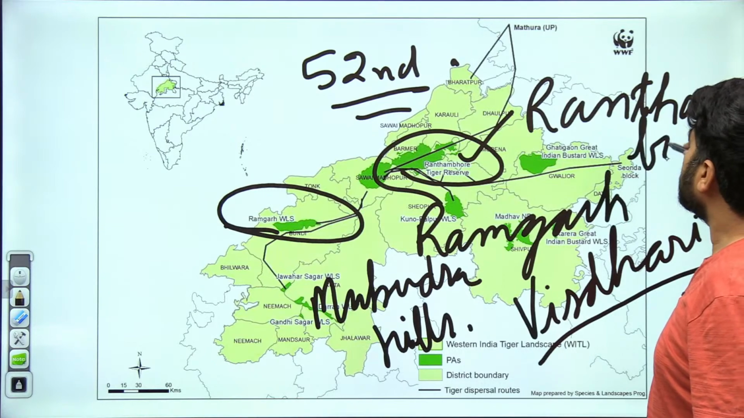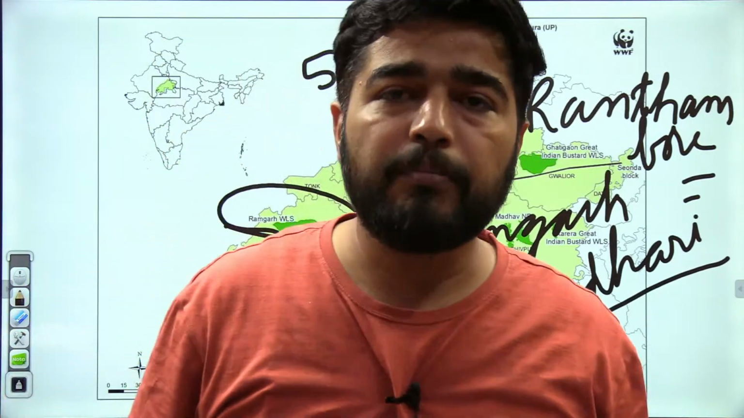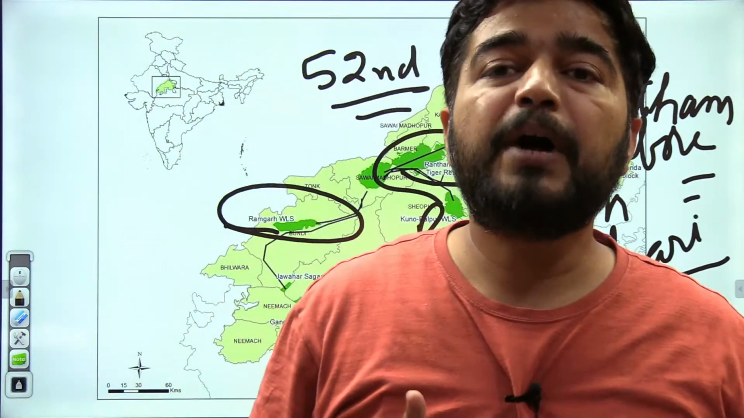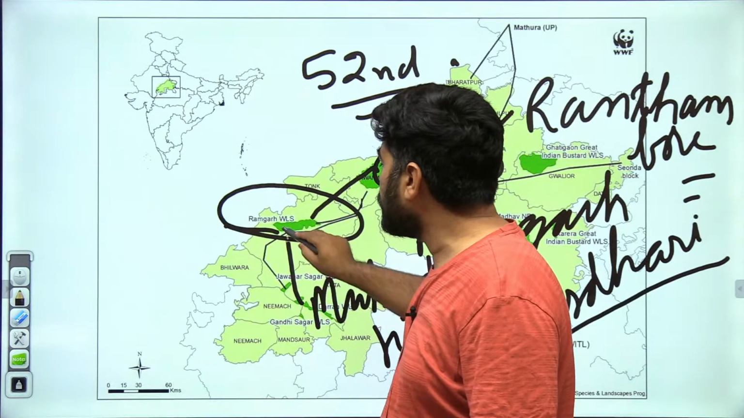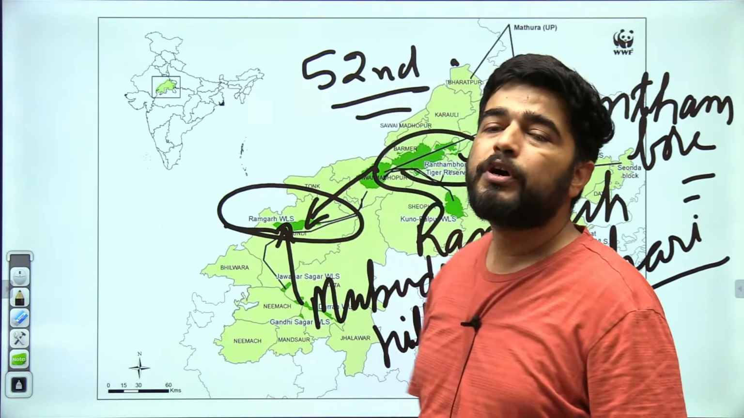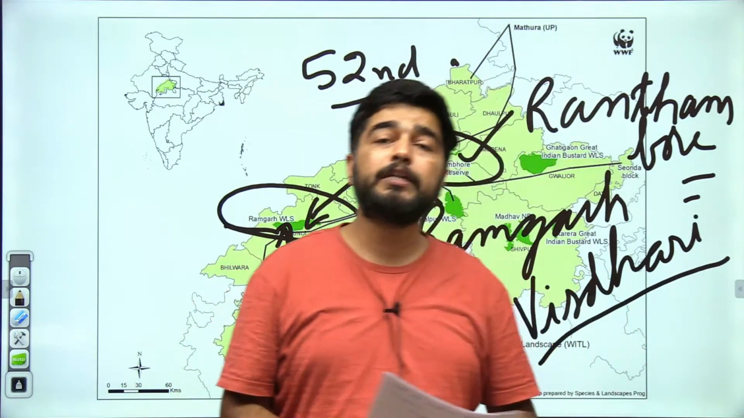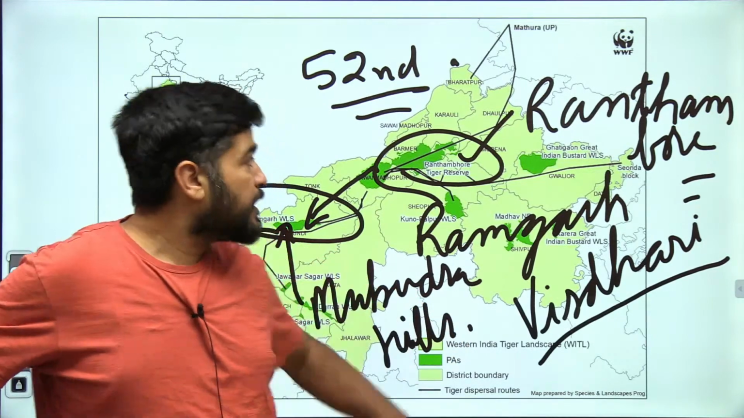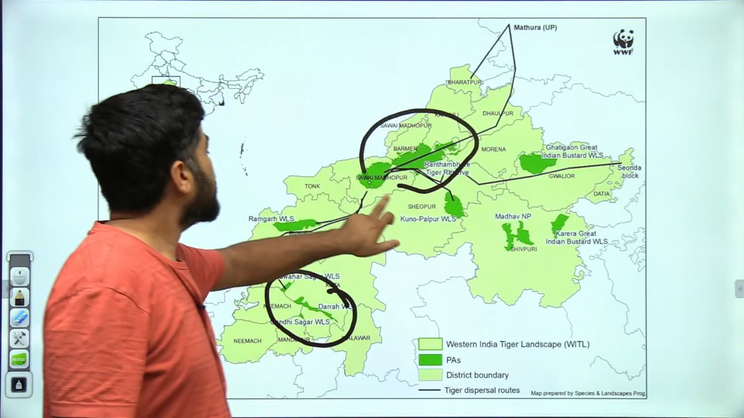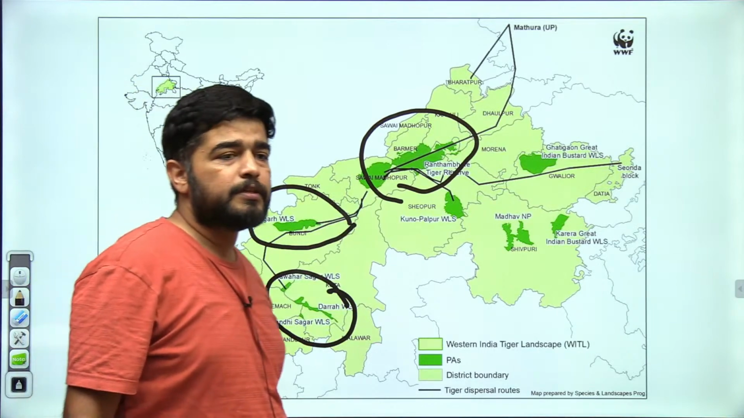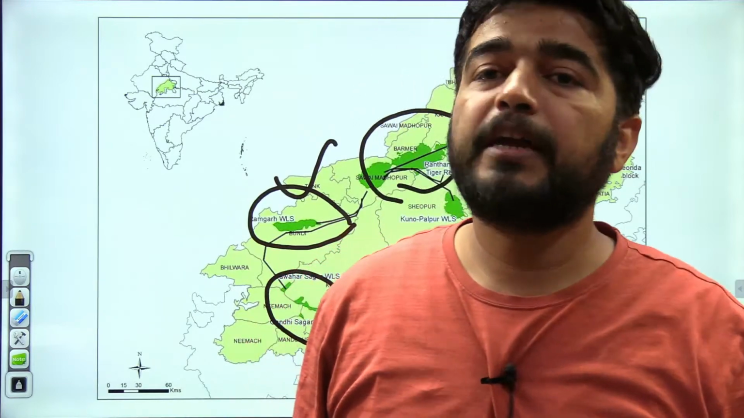The thing is, this tiger reserve or wildlife sanctuary does not contain a large population of tigers, but this is an important buffer between these two tiger reserves. Which two? Ranthambore and Mukundra Hills. Look, between these two, this is Mukundra Hills National Park, this is Ranthambore, and this is your Ramgarh Wildlife Sanctuary. So this will be your 52nd Tiger Reserve.